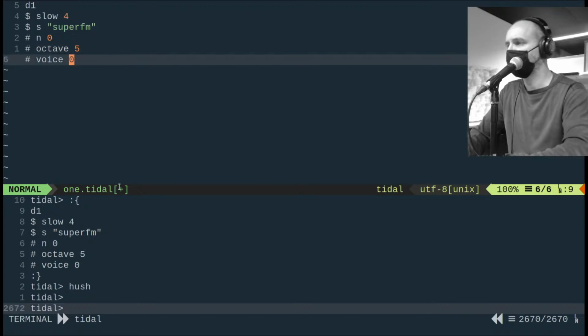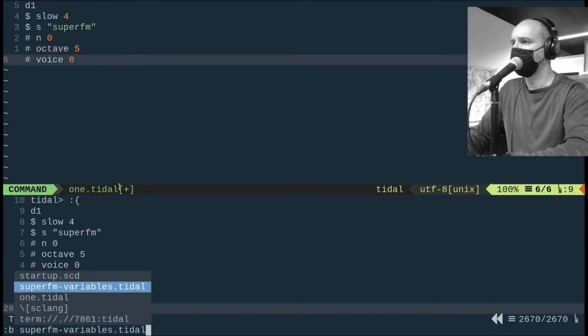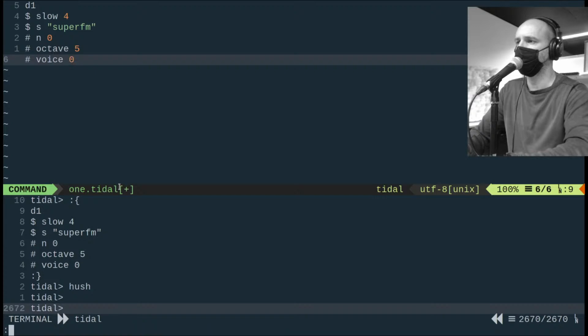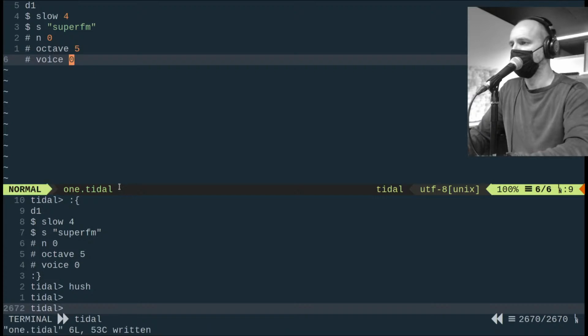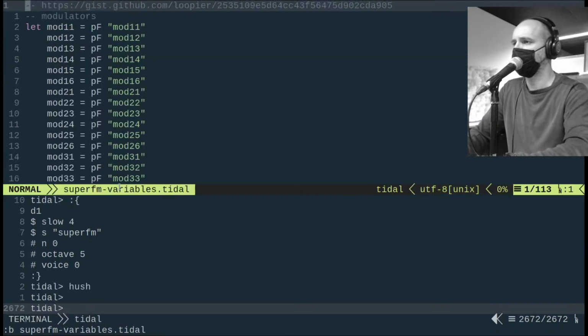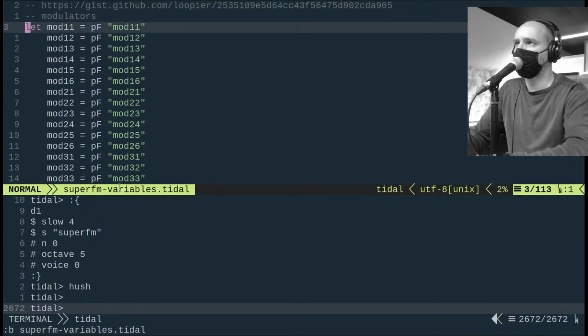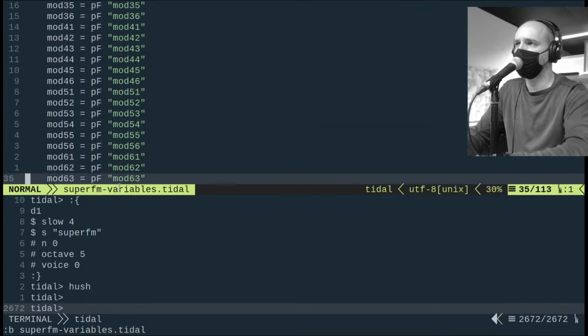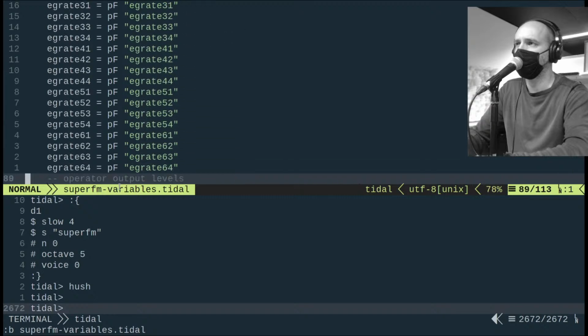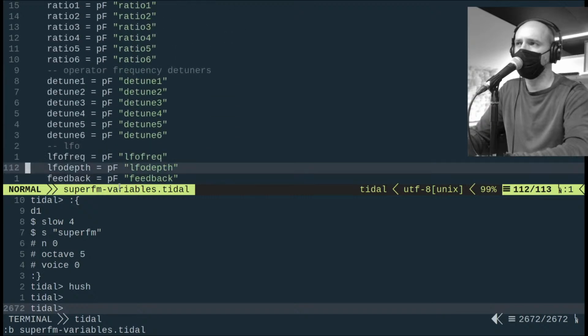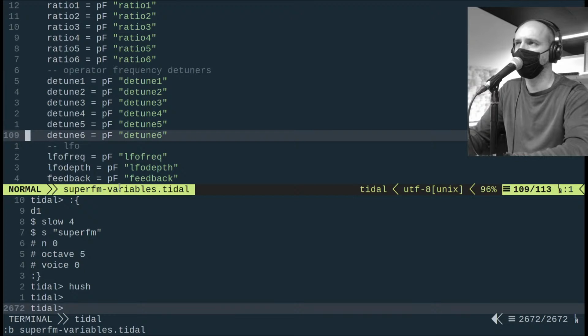It looks something like this. These are all the variables in Superfm. You can put those. Oh, look, I forgot one.